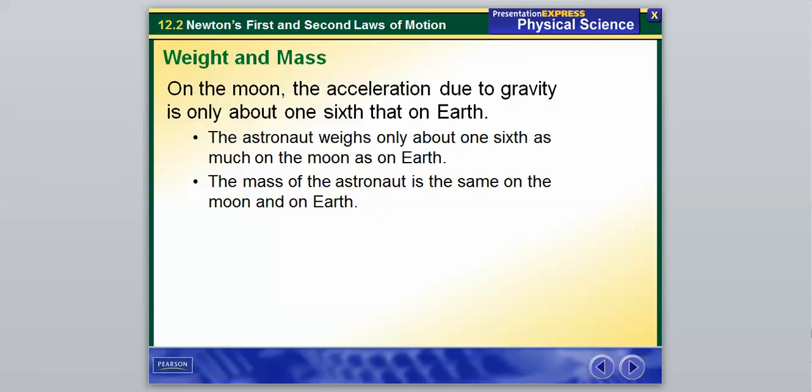On the moon, the acceleration due to gravity is only about 1/6 of that on Earth. Therefore, the astronaut only weighs about 1/6 as much on the moon as on Earth, and the mass of the astronaut is the same on the moon and on the Earth. That is the big difference between weight and mass. On Earth and the moon they weigh differently because the force of gravity is much less on the moon. So weight is different if I was standing on the moon. However, the mass is identical because I'm not changing how much space I'm actually taking up.